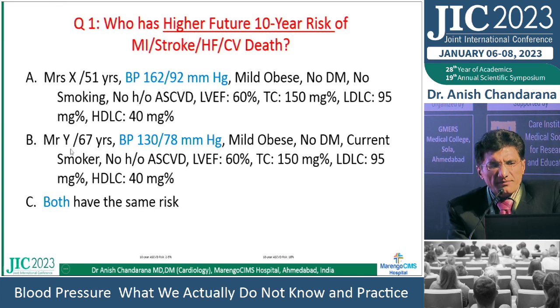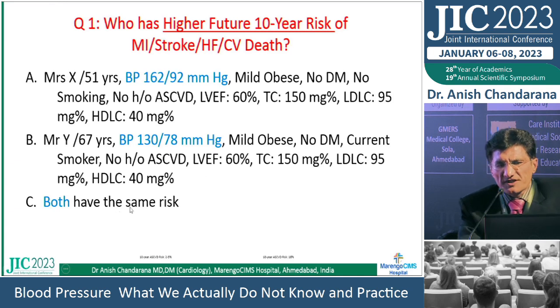There is another gentleman, 67 years, blood pressure is seemingly normal, 130/78, mild obese, no diabetes, smoker, no history of cardiovascular disease, pumping normal, lipid profile the same. So that is option B, and option C is both have the same future risk. So your time starts now.